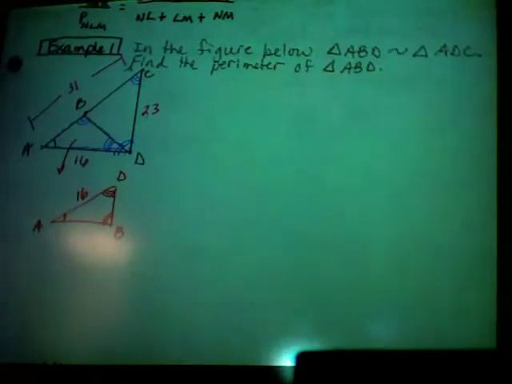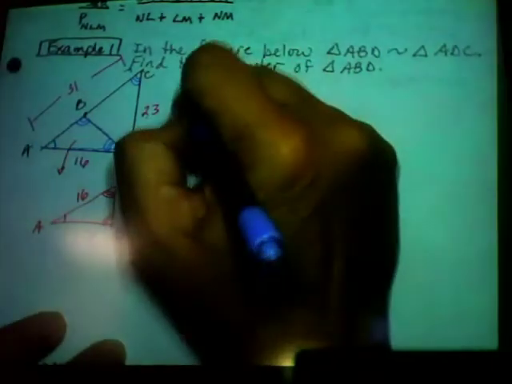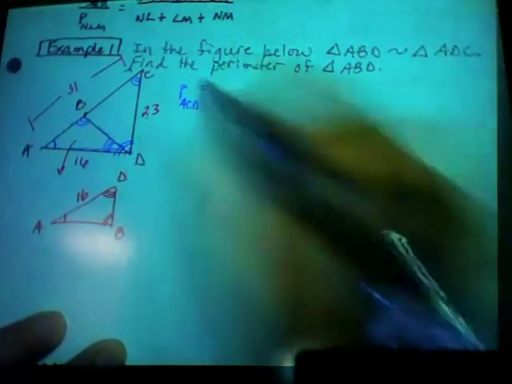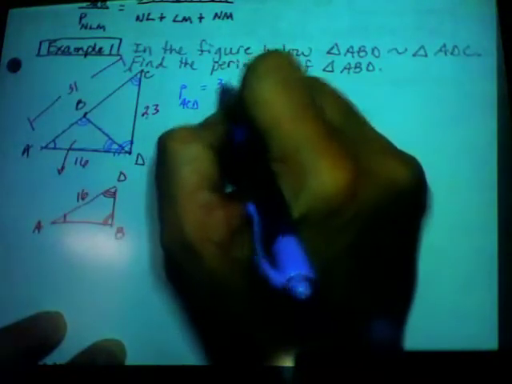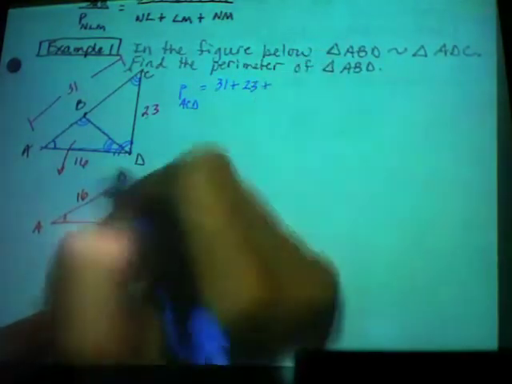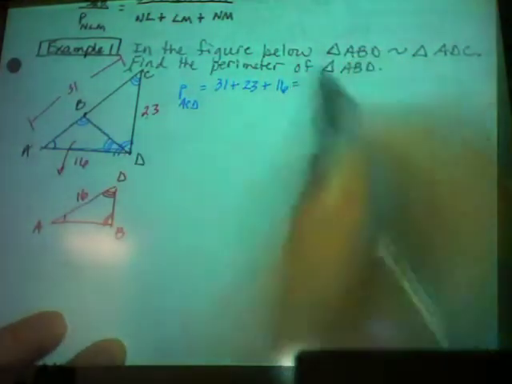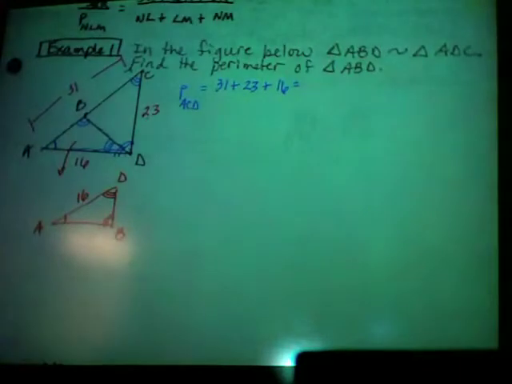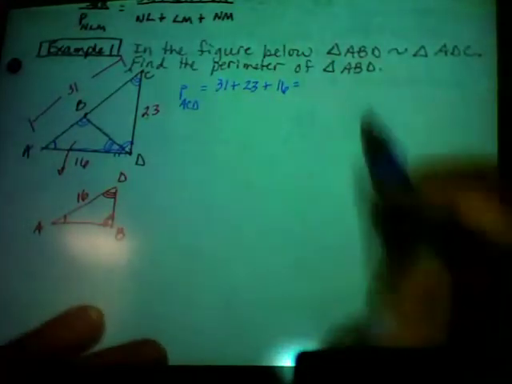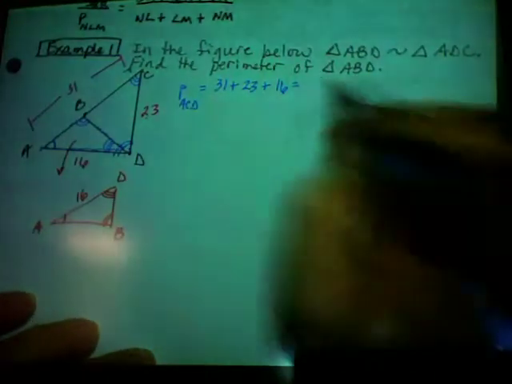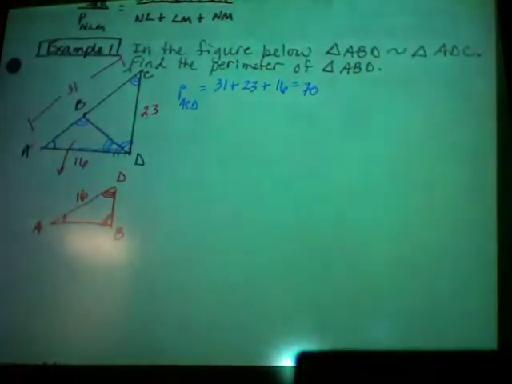I also know the perimeter of the big triangle. So the perimeter of the big triangle of ACD is equal to 31 plus 23 plus 16. So what does that equal? Add it up. What is it? 70.